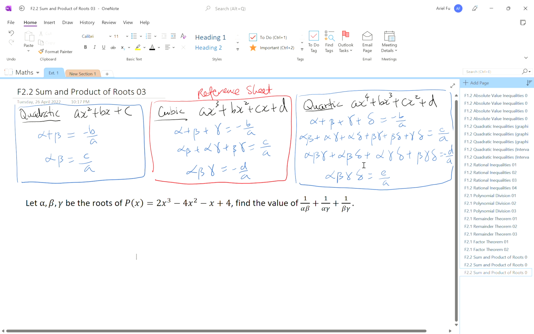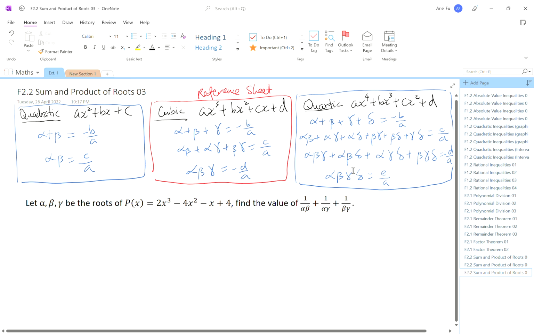For a quartic equation, you are going to have four roots. If I add all the single roots together, you're going to get negative b on a. If I group the roots in pairs, I'm going to get 6 different combinations, and the sum of the pairs of roots is going to give you c on a. If I group 3 of the roots together, I'm going to get 4 different combinations, 1, 2, 3, 4. The sum of the triple roots is going to give you negative d on a. And finally, if I multiply all 4 roots together, I'm going to get e on a.